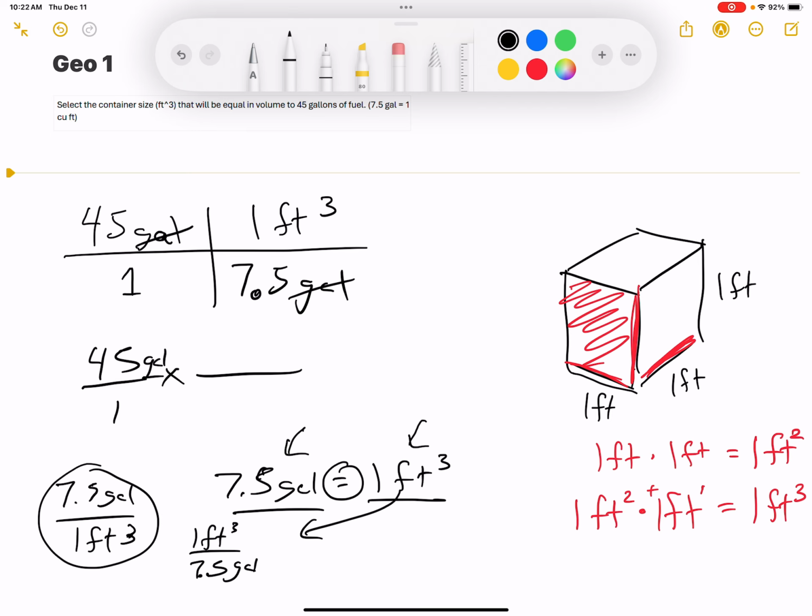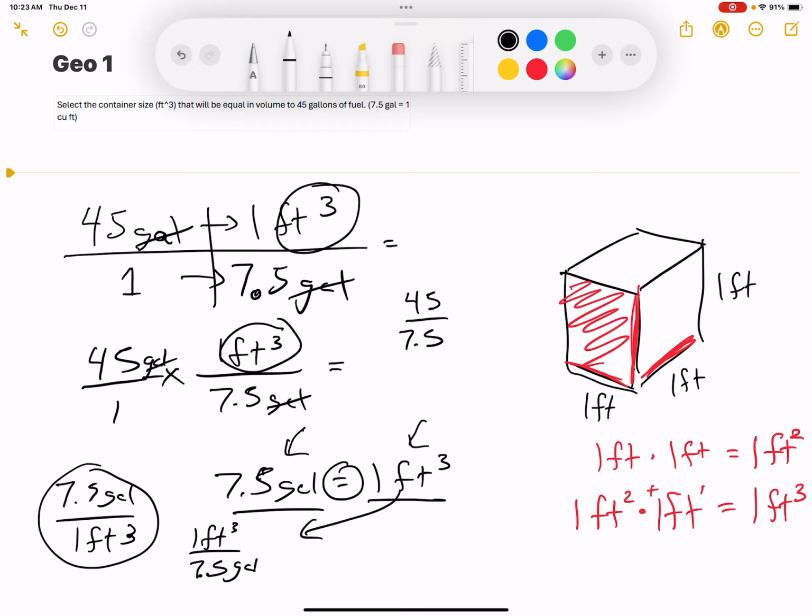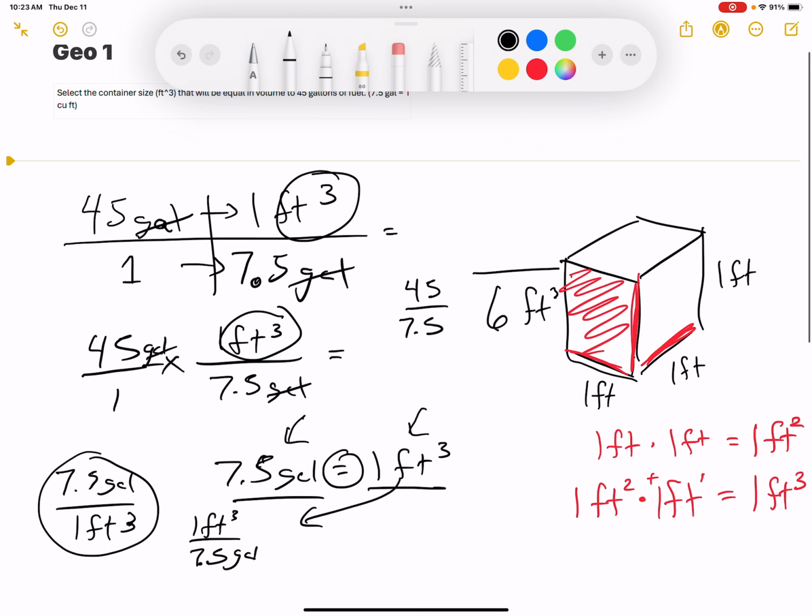Gallons and gallons are going to cancel. So we're going to multiply through here, which would be the same thing as doing it here. Gallons will cancel, gallons will cancel, and I'll be left with the same thing on either one of these. It would be 45 over 7.5, and the only thing that's left is feet cubed, so the unit will be in feet cubed. So we do 45 divided by 7.5, and that would be 6 feet cubed.